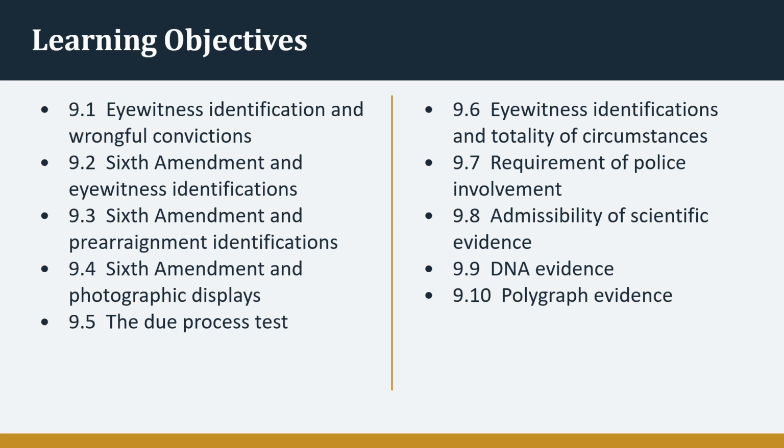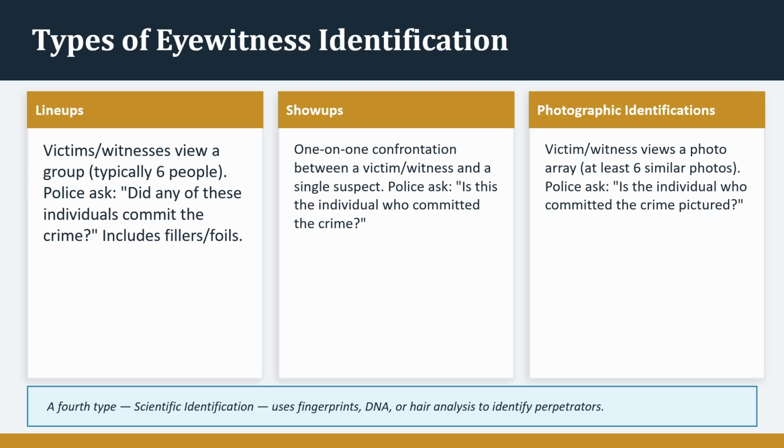And finally, objectives 9.8 through 9.10 take us out of eyewitness identification and into scientific evidence. We will cover the two main legal standards courts use to decide whether scientific evidence is reliable enough for a jury, the Frye test and the Daubert test, and then apply those standards to DNA evidence and polygraph evidence. Throughout all of this, I want you to keep one overarching question in mind. Is the Supreme Court striking the right balance between protecting individuals from wrongful conviction and giving law enforcement the tools it needs to investigate crime? That tension runs through every single case we will discuss today. Let's start with the basics.